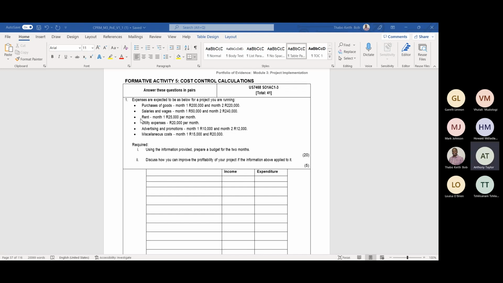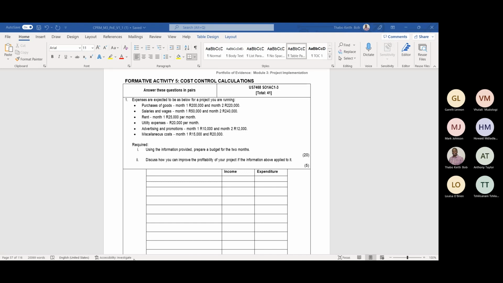And advertising and promotions. Maybe cut back a little bit. What does Google say? But what is this company doing before anything? What is the company producing? We don't know. So this becomes very difficult. We don't even know what that miscellaneous cost is for.